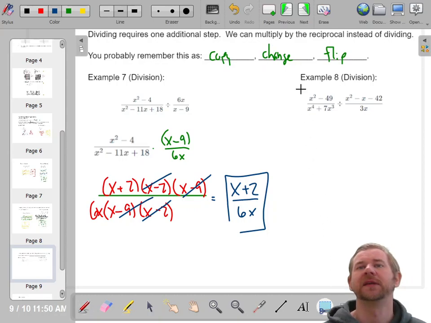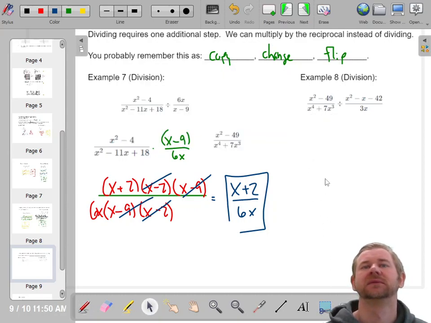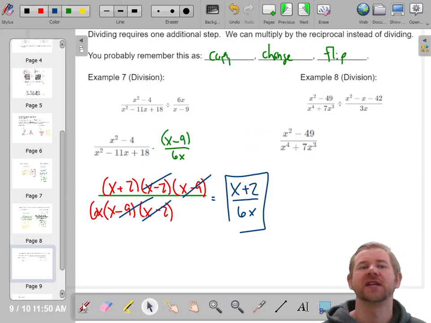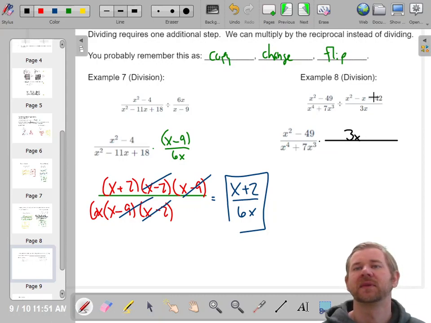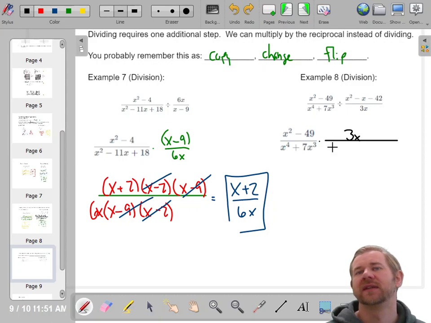One more. Copy. Change the operation to multiplication. And now we're going to flip it. So now it's 3x in the top. And while I'm at it, I'm going to factor that. What multiplies to negative 42 and adds to negative 1? Negative 7 and positive 6.